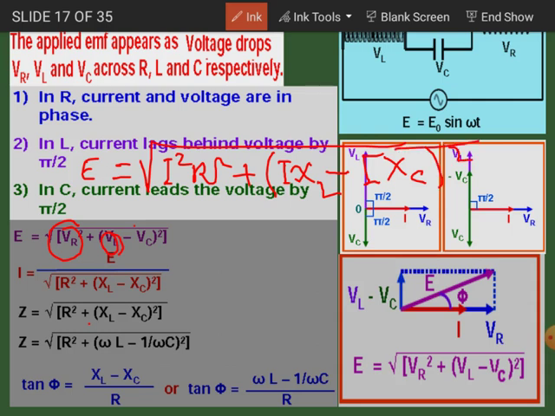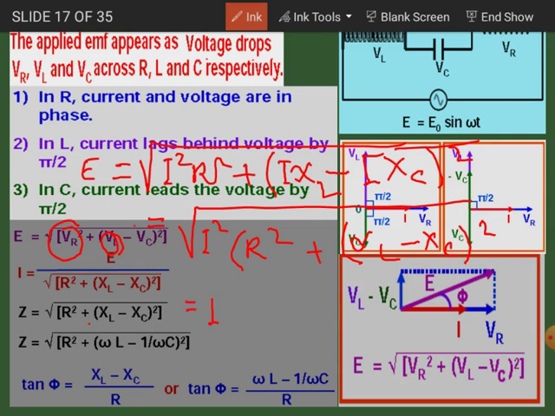So if you take the square root of I square, you take it common, then within the bracket it will be R square plus XL minus XC whole square, like this. Taking the square root, it will be I times root over of R square plus XL minus XC whole square.